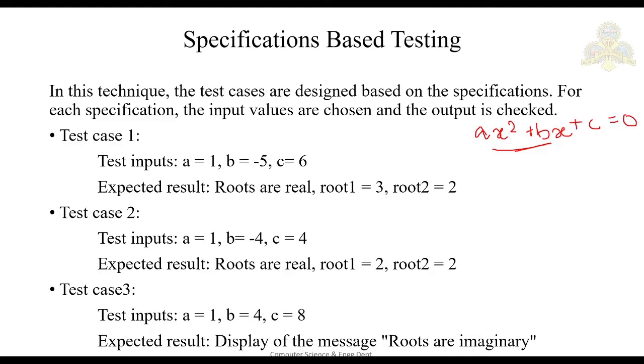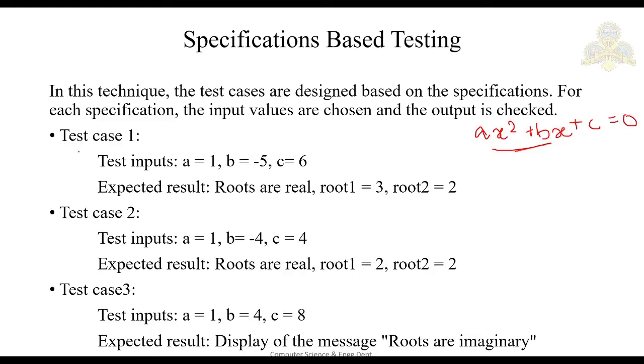Okay, so what do you have to do? You have to read the values of a, b and c. If the roots are real, then you have to print that the roots are real. If the roots are imaginary, you have to print the message roots are imaginary. The program need not calculate the roots if they are imaginary. So you choose some test cases such that the roots become real, and also some test cases wherein the roots become imaginary. Now you will take the test cases and see how to give the inputs.